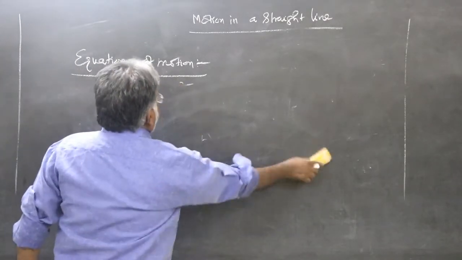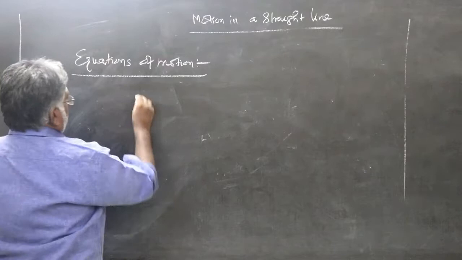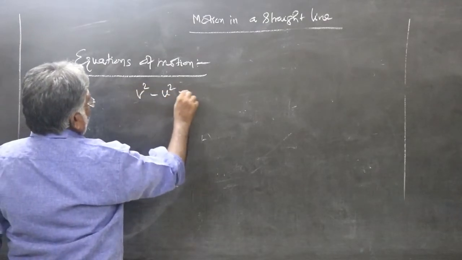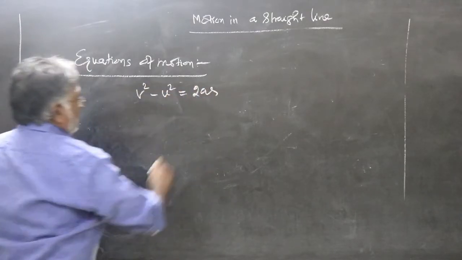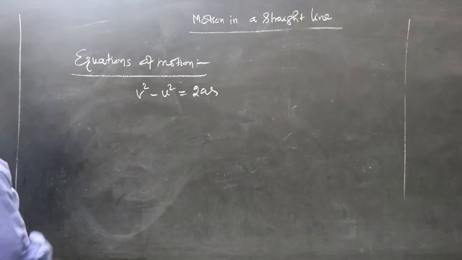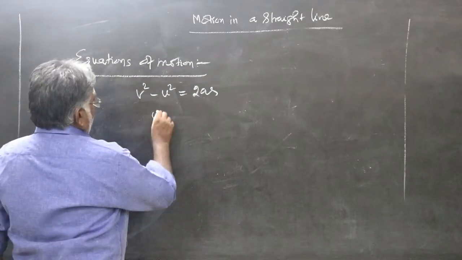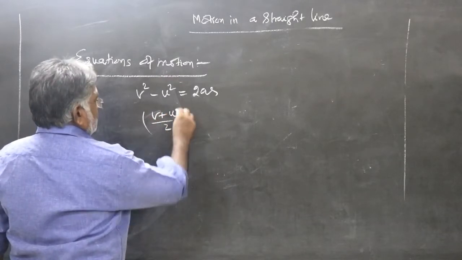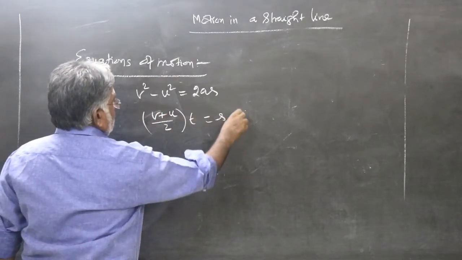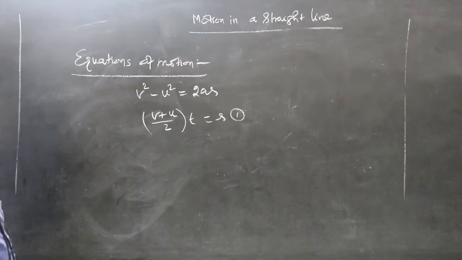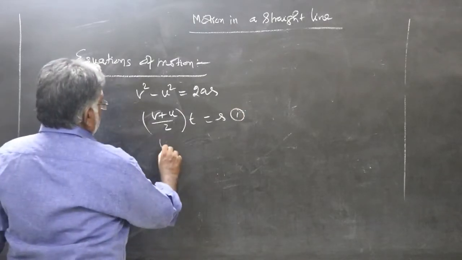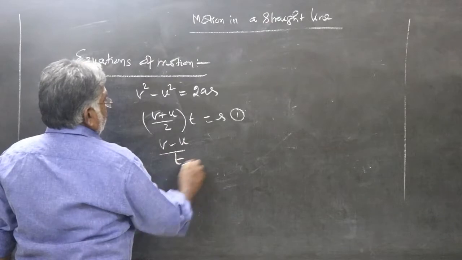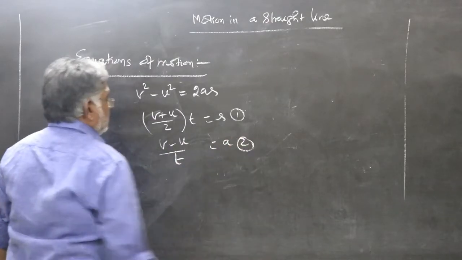Third equation, V square minus U square is 2AS. We already know that V plus U by 2, the average velocity, into time is the distance. We derived it already. Also, V minus U by t is acceleration by definition.